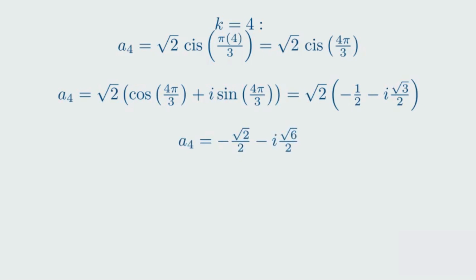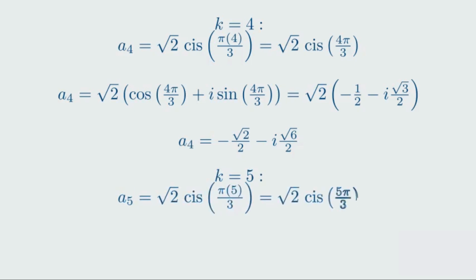Finally, let's find the root for k equals 5. The angle is 5 times pi over 3. So the root is square root of 2 cis of 5 pi over 3. This angle is in the fourth quadrant. In the fourth quadrant, the cosine is positive and the sine is negative. The cosine of 5 pi over 3 is positive 1/2, and the sine is negative square root of 3 over 2.